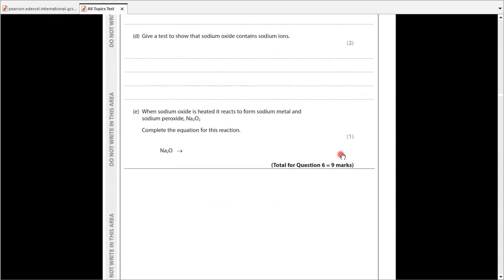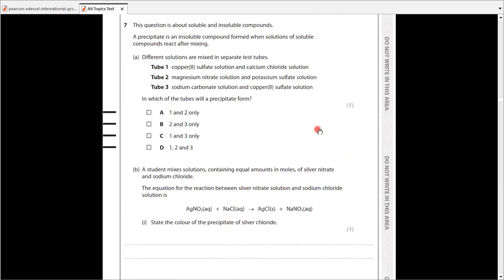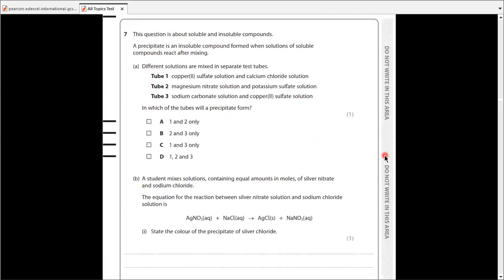Okay. Now question 7. This question is about soluble and insoluble compounds. A precipitate is an insoluble compound formed when solutions of soluble compounds react after mixing. Different solutions are mixed in separate test tubes. In which test tubes will a precipitate form?